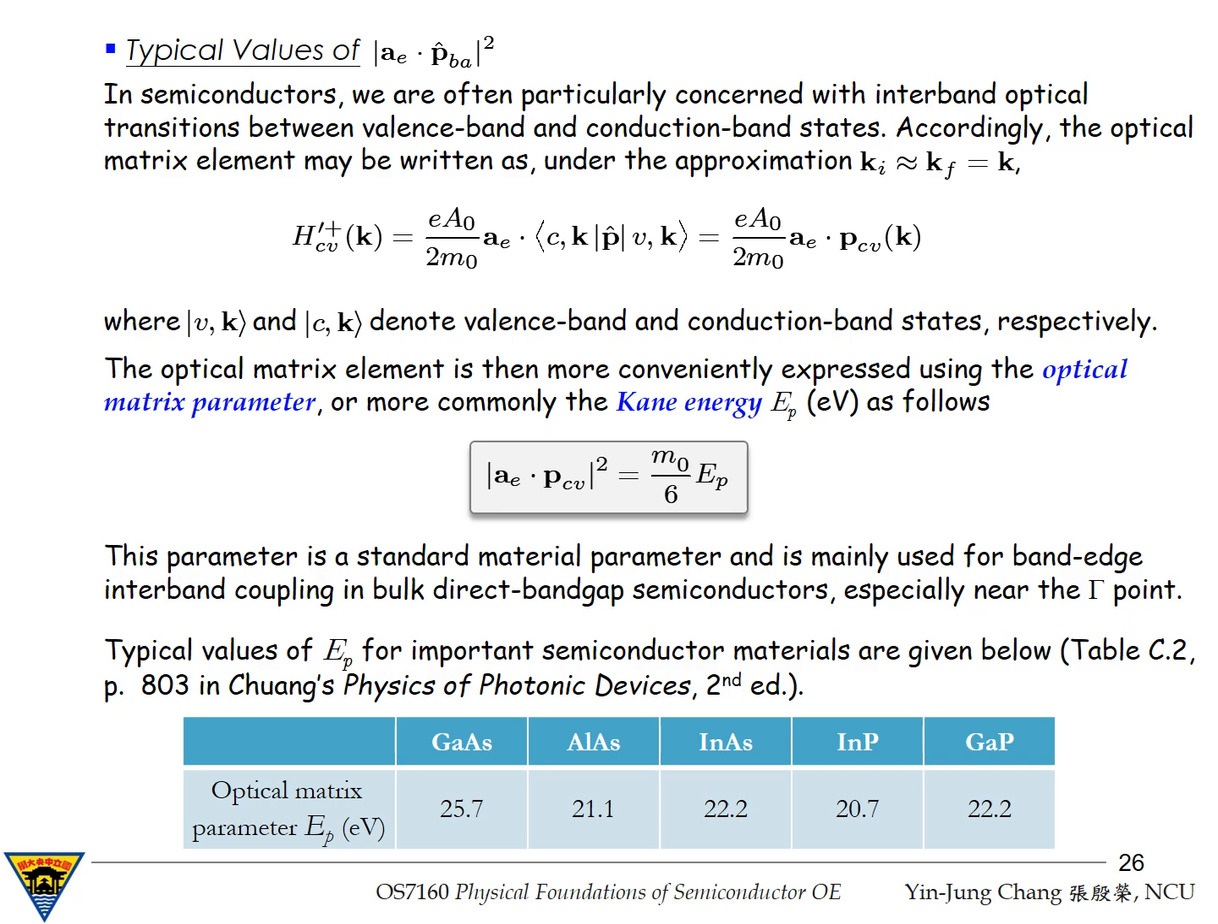So the main message of this slide is this. The optical transition rate is governed by the momentum matrix element between valence band and conduction band states. Near the band edge of many important direct bandgap semiconductors, this matrix element can be represented compactly by the optical matrix parameter or the K energy, EP. This allows us to write the squared optical matrix element in a simple material-dependent form, which will be very useful when we apply Fermi's golden rule to calculate optical absorption and emission rates.